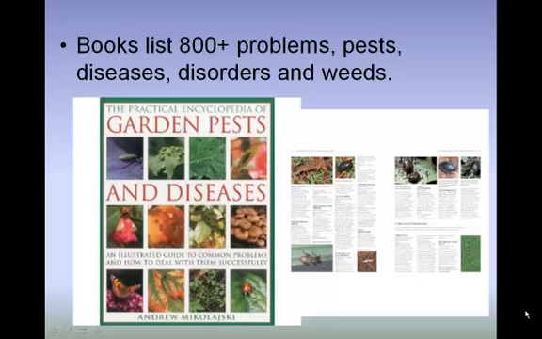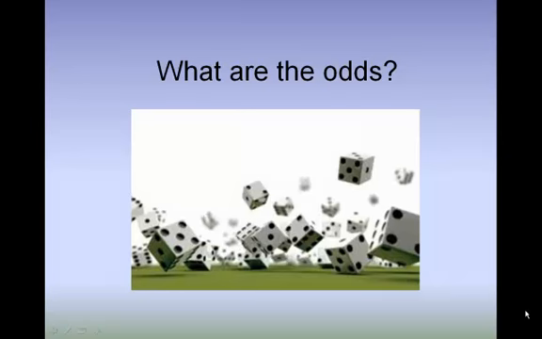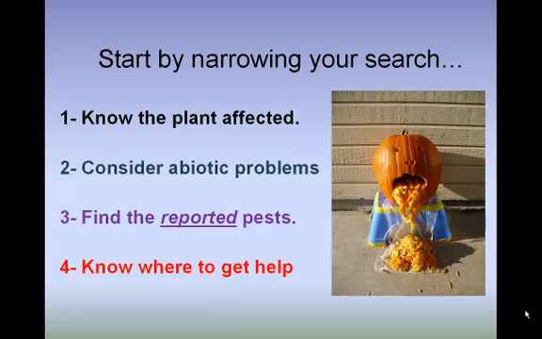So when we think about all the diseases and things that can happen and go wrong with plants, and we look at our resources, here's one book, just one book, lists over 800 problems, pests, and diseases. So what are the odds that one of those 800 problems is what's happening to your sick plant that you're looking at? Okay, so don't get stressed out. It's okay. Let's just start by narrowing down our search.